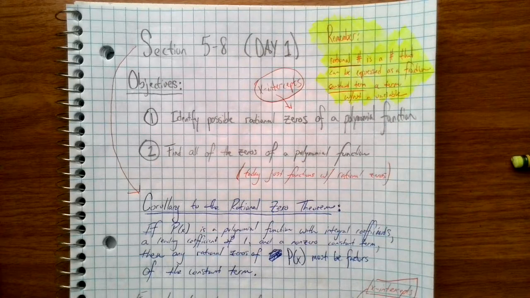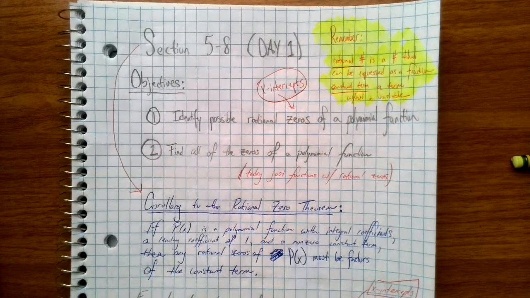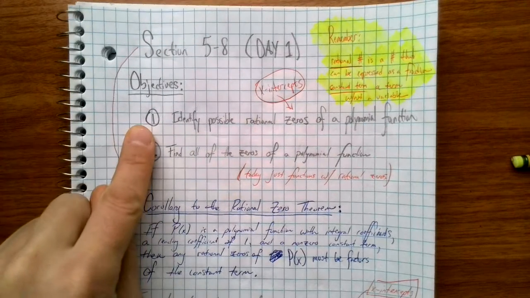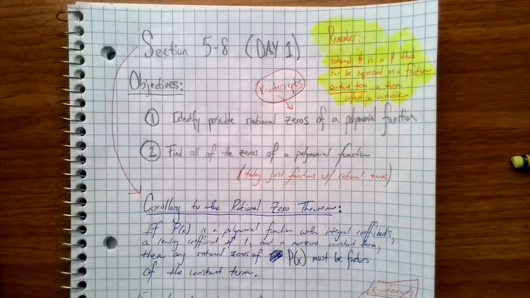Hey everybody, today we are going to start section 5.8, which is titled the Rational Zero Theorem. However, Mrs. Connors and I decided to focus on what's called the corollary to the Rational Zero Theorem, which I'll talk about in a moment. But what we're going to be doing today is learning how to identify possible rational zeros of a polynomial function. Remember, rational means any number that can be expressed as a fraction. And the zero of a function is the x-intercept in this context.